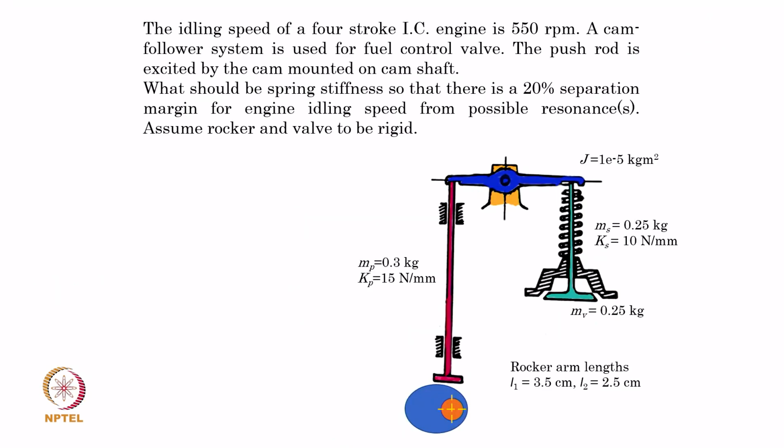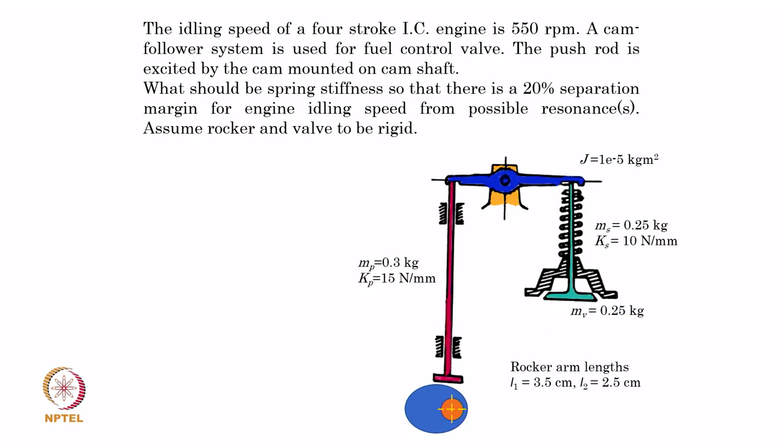Okay, so the next example, wherein we will again implement the energy method to obtain the governing equation of motion and expression for natural frequency, is the example here for a rocker arm tappet valve mechanism. It says that the idling speed of a 4-stroke IC engine is 550 rpm. A cam follower system is used for the fuel control valve, which is this, and the push rod is excited by the cam mounted on the camshaft.